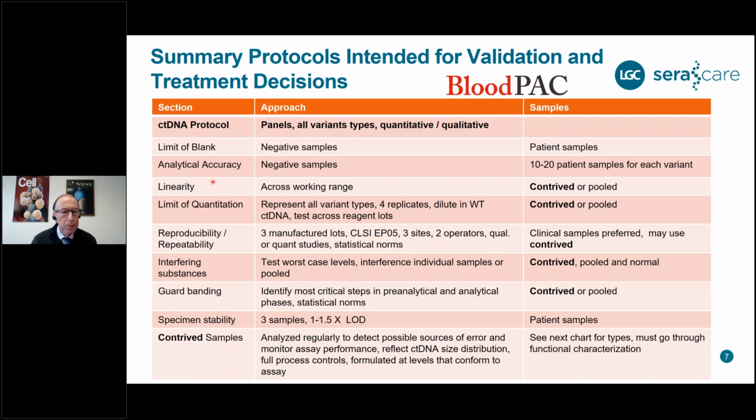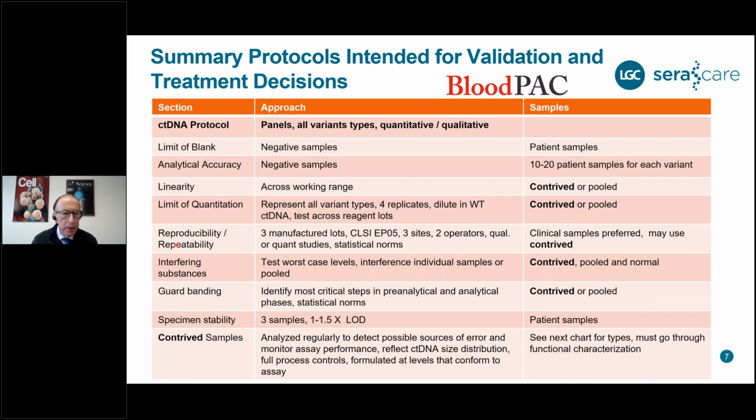For linearity, you need to work across the working range. And here you can use a combination of contrived samples, manufactured samples that are patient-like, or pooled patient samples. Limit of quantitation, where you need to do this for all variant types and replicates, and you need to be able to dilute in wild-type ctDNA, test across different reagent lots. And again, this is a large part of the study. So using contrived materials is recommended, or pooled patient samples.